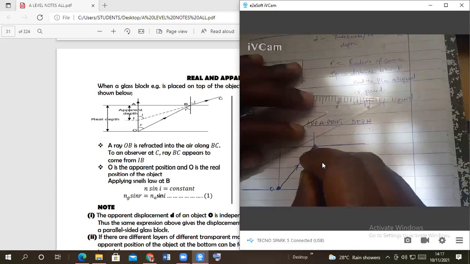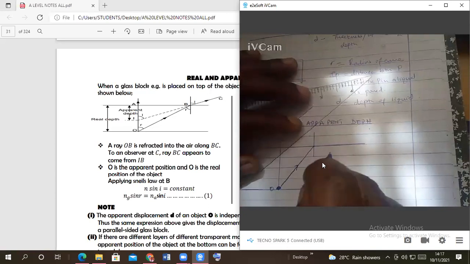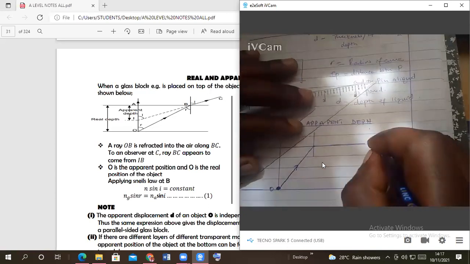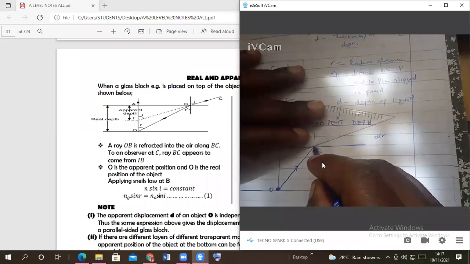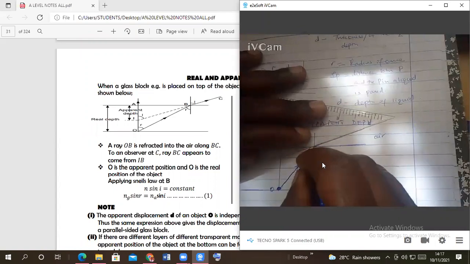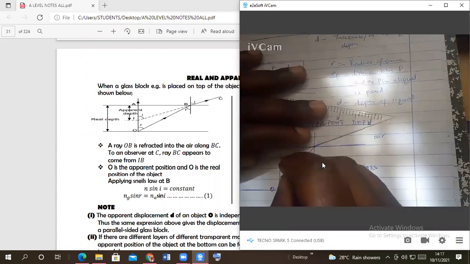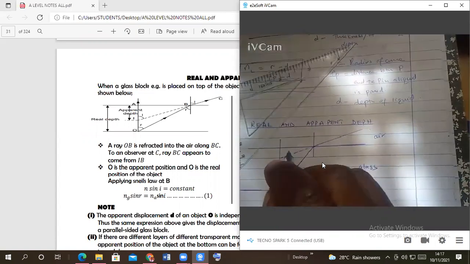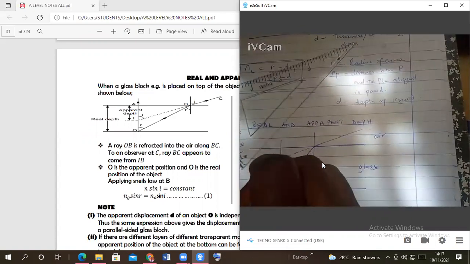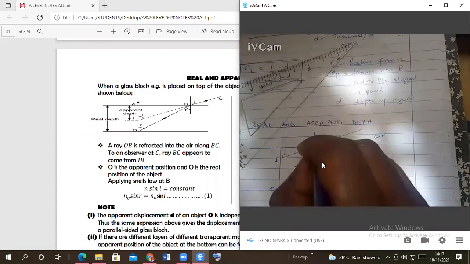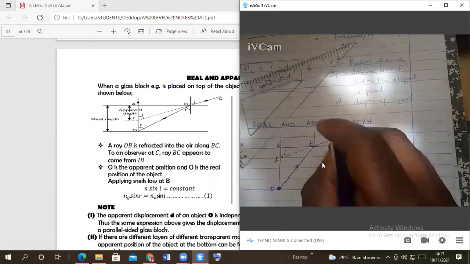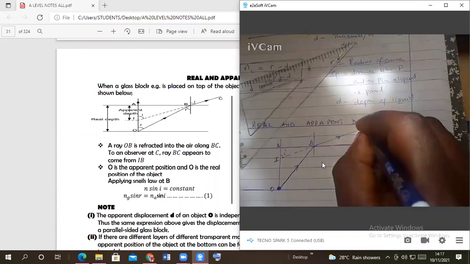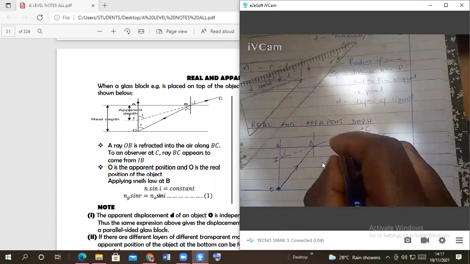Now it's going to move away from the normal because it's coming from a dense medium to a less dense medium, which is air. Let's say this is glass. So it's going to be deviated away from the normal like that, but it appears as if the image is here. So we shall have I there. At this point here, let us call it B, and this point we call it A. Then someone who's at point C is able to see that kind of ray.